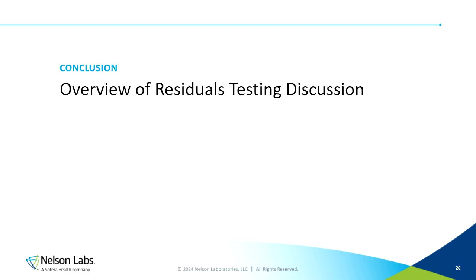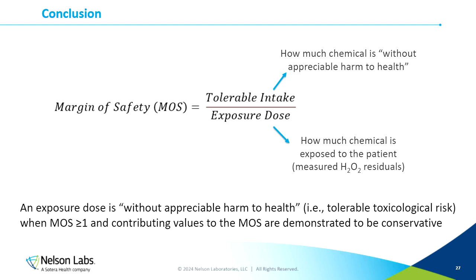All right, so just want to bring this back to an overview and circle back to the idea of a margin of safety. So again, the margin of safety is the outcome of the risk assessment. It's the value that we really care about, and that's comparing the tolerable intake, which is calculated, to the exposure dose. And what I really want to highlight here is this statement that the margin of safety must be greater than or equal to 1, and contributing factors to the margin of safety are demonstrated to be conservative, because these contributing factors are the inputs that you can help either by communicating to a toxicologist or by selecting the testing parameters correctly.